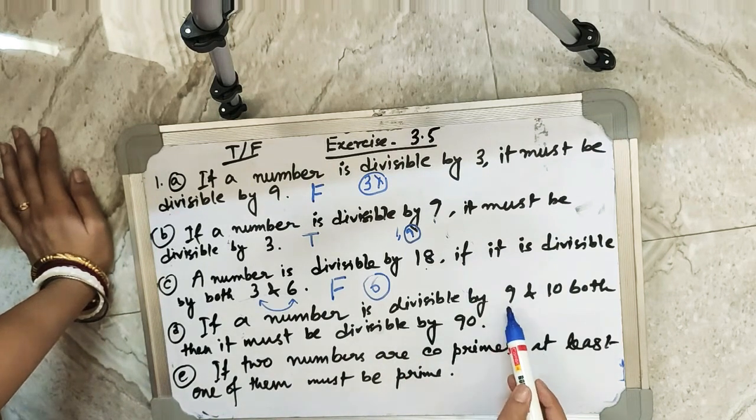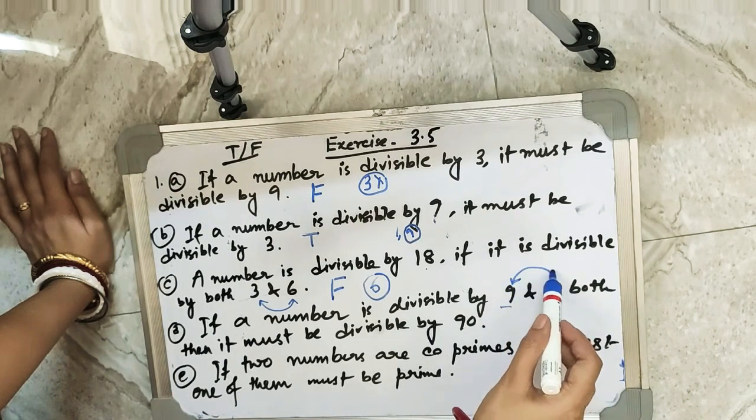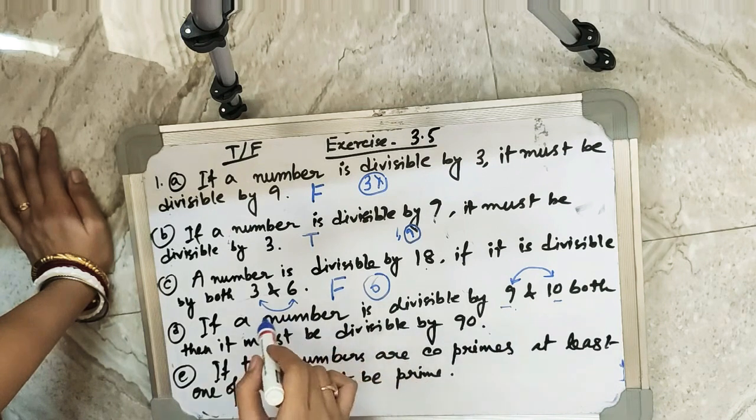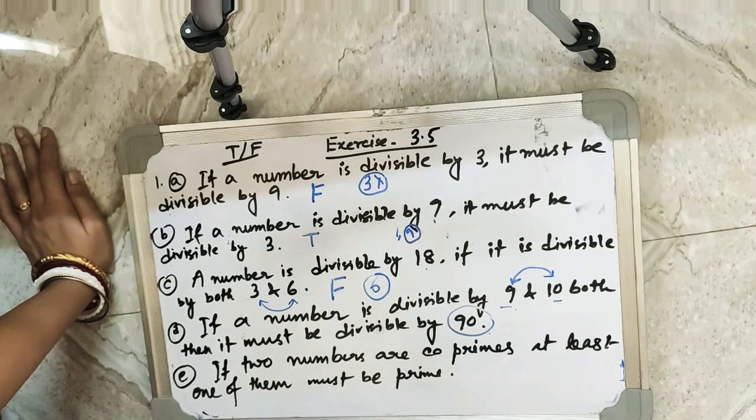Next statement, if a number is divisible by 9 and 10 both, it must be divisible by 90. Now see, 9 and 10 both are consecutive numbers, and I have already told that consecutive numbers are co-prime numbers. So their product will be their first common multiple, and their product is 90. So the number which is divisible by both 9 and 10 will also be divisible by their common multiple 90. So the statement is true.